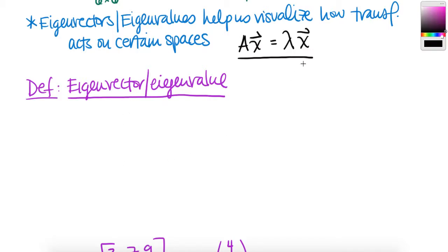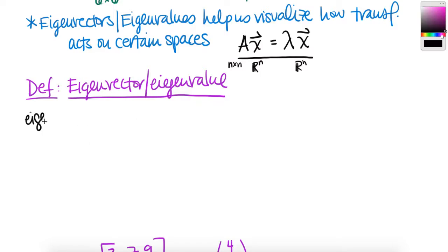One thing to note: if A is our function here, and x is our vector in Rn, that's our input, and our output vector, some scalar multiple of x, is also in Rn, then input is Rn, output is Rn, so that means that A has to be n by n. So these are really only for square matrices.